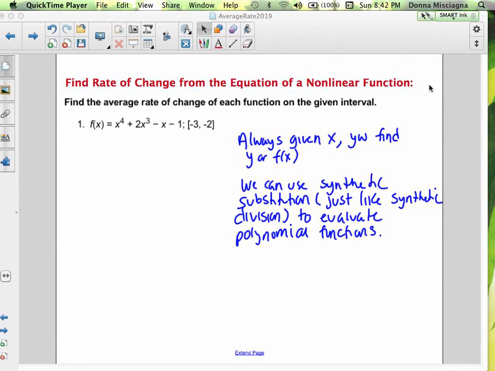Welcome back. So now let's find the rate of change from an equation. And this is, of course, a nonlinear function, right? Because it's quadratic, right? And that's not linear. So here we're given an interval.